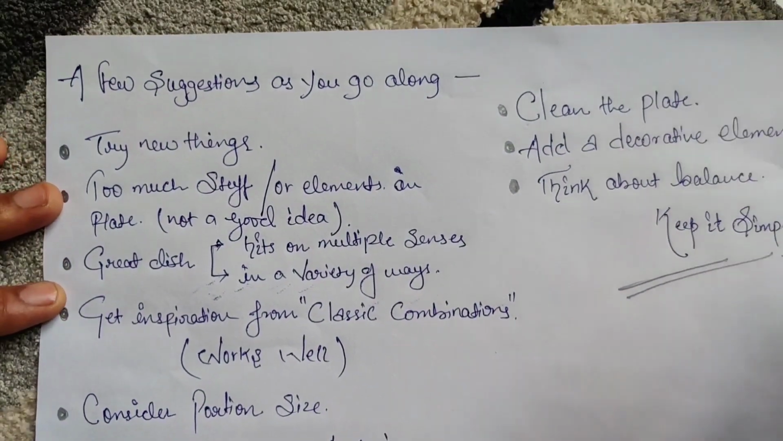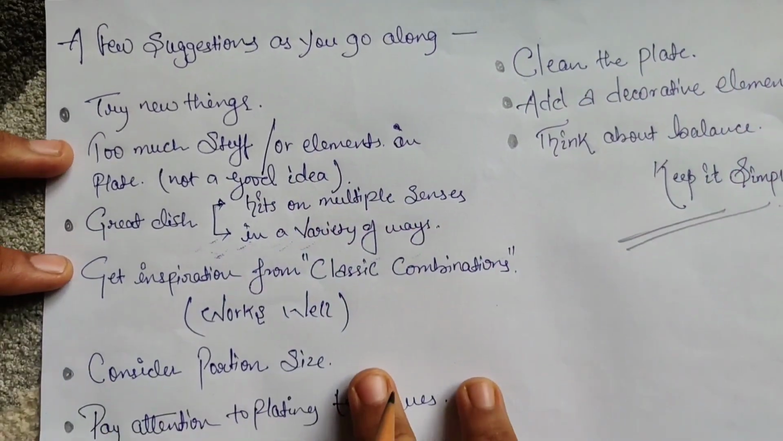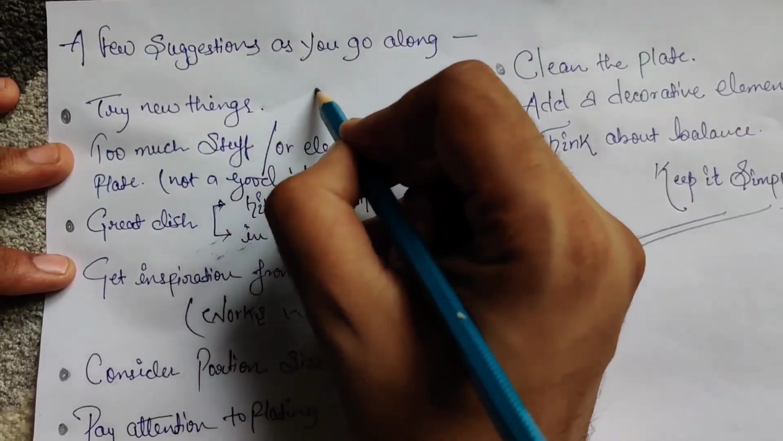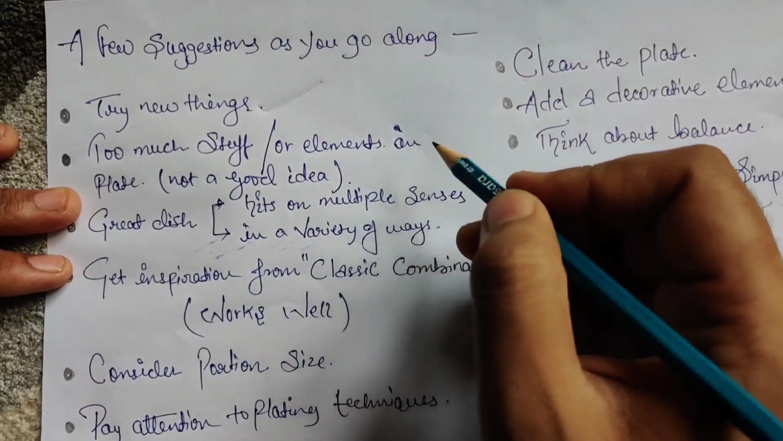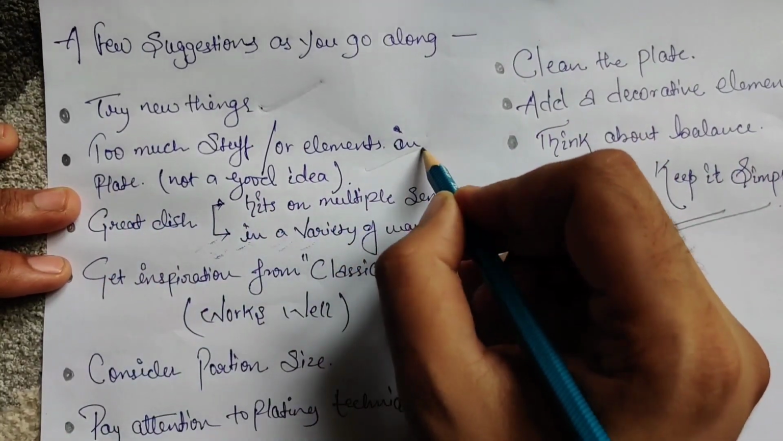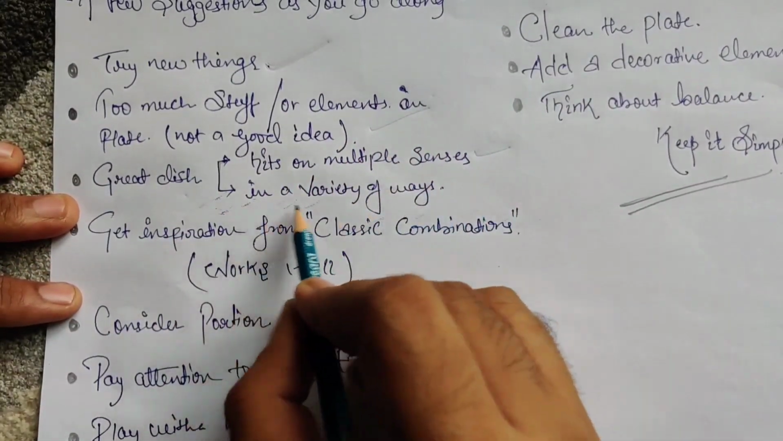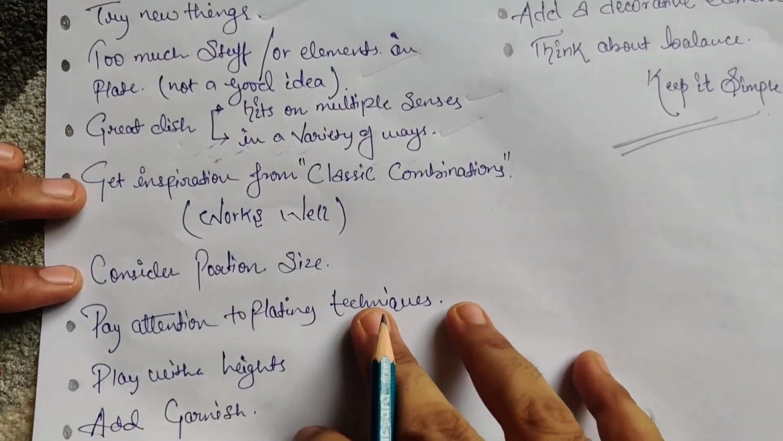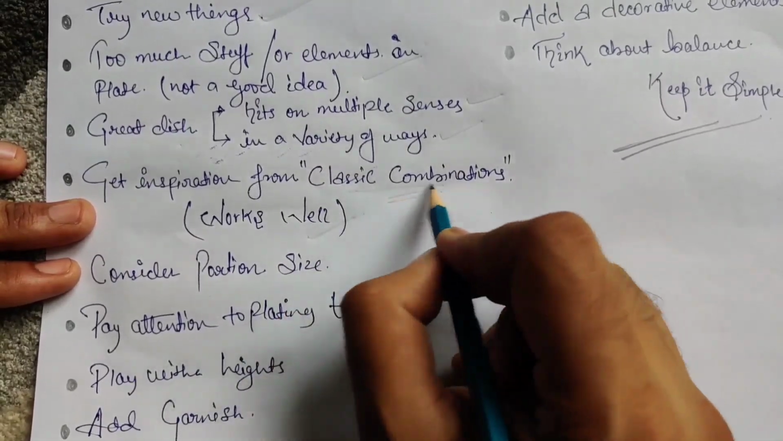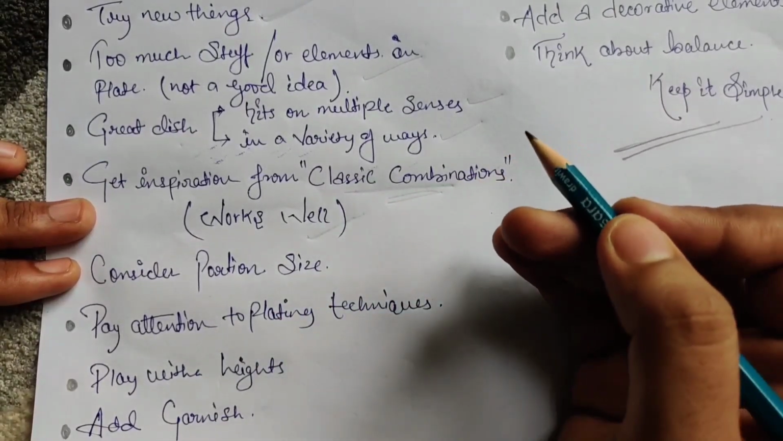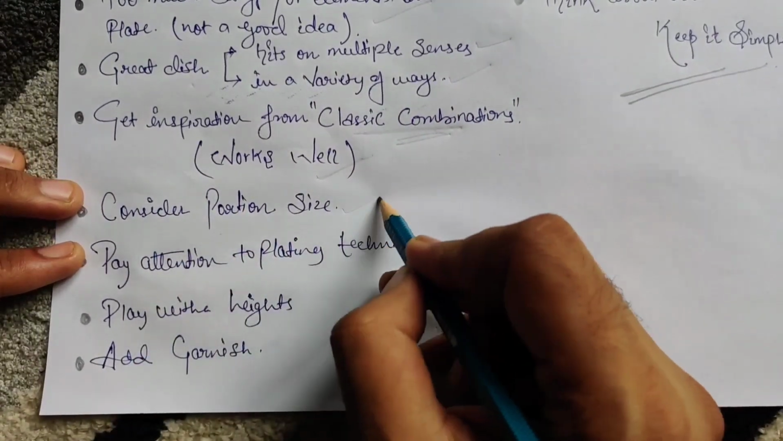Next, I have a few suggestions for you when it comes to planning a plated dessert, right? Try new things, always. I must tell you, this is exactly what keeps things alive. Too many elements on a plate is not a good idea. A great dish hits multiple senses or hits them in a variety of ways, right? Taking inspiration from classic combinations works well. A classic combination means something already tasted, something you've been having for a very long time. Clear? Consider portion size.